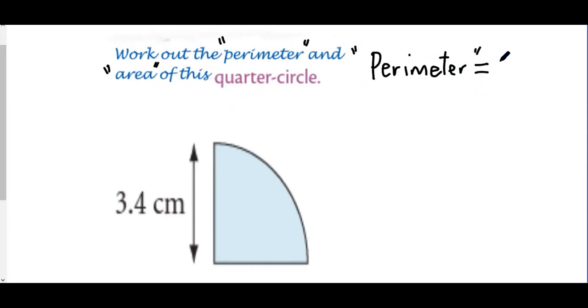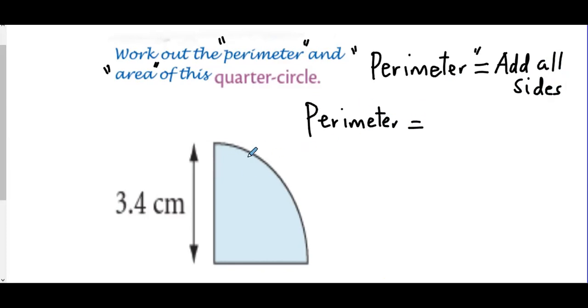So I think you said add all sides. If you said so, then congratulations. So add all sides. Okay. So that is the perimeter formula by default. Now adding all the sides, let me go now to the perimeter of this quarter circle.